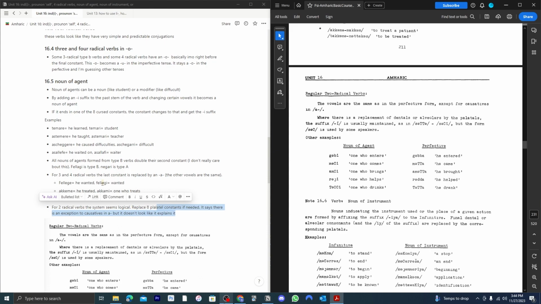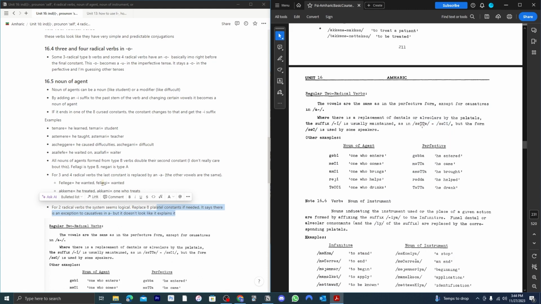Let me actually just make sure this is recording, please. Okay, it's still going. Like megbot is to enter. It ends with a T. It's gonna be changed to. Oh no, it's just gonna remove it. Gebbi, one who enters. Interesting.